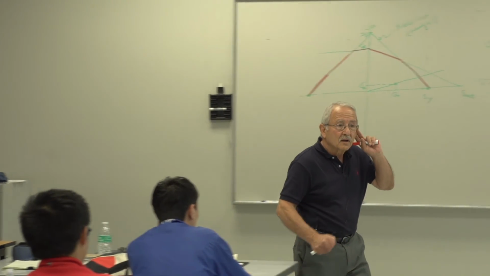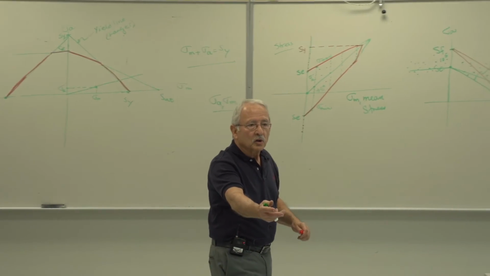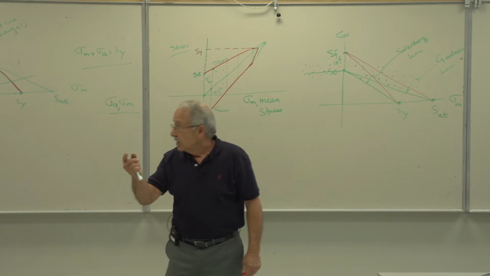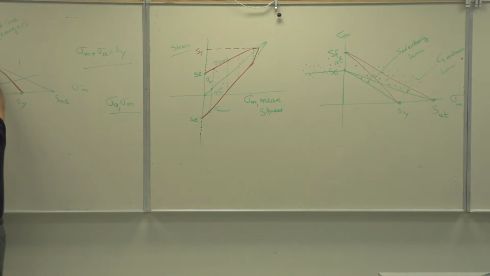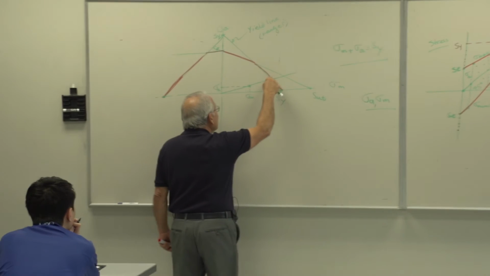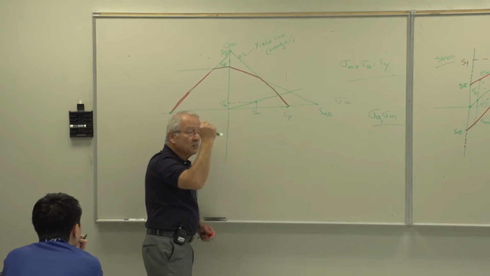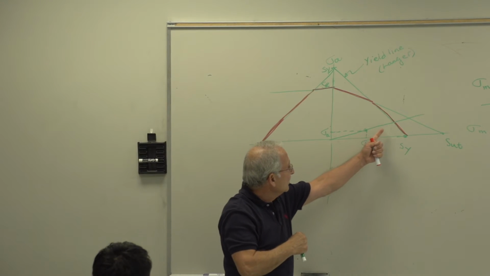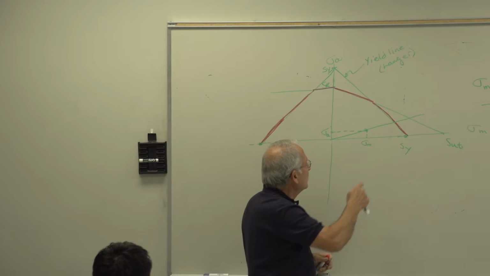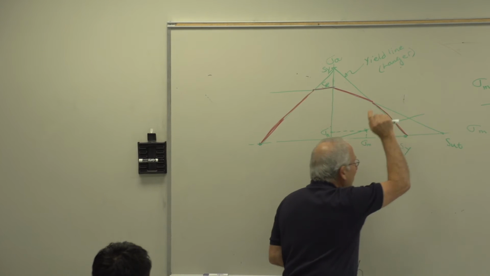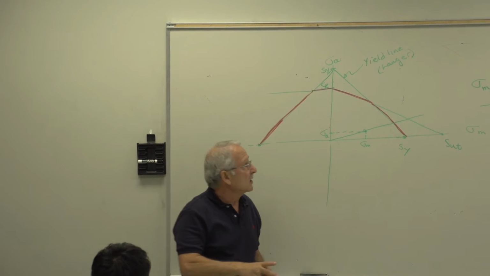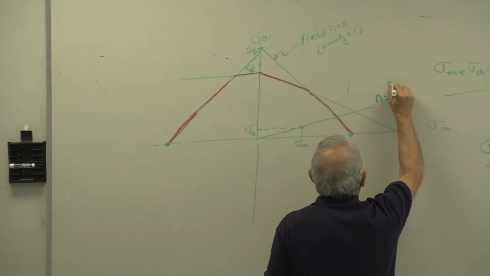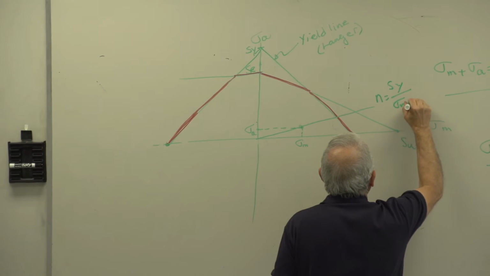In other words, yielding. That is correct. A ductile failure will occur. This is the yield line. That means if your point falls on that line, the material is about to yield. And I'm saying I multiply this until it crosses that line, and it crosses this line before it crosses that line. So failure here is by yielding. Your factor of safety is Sy over sigma max.